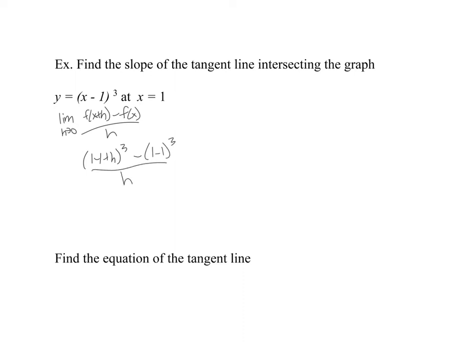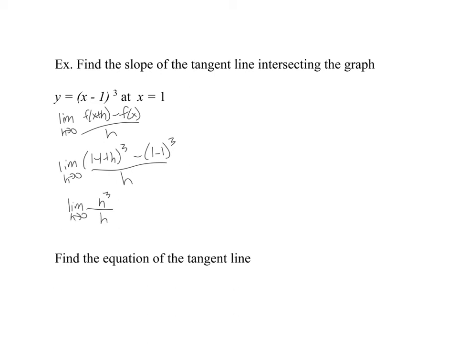All over h. So even though it's a cubic equation, it still works out quite easily because everything's going to simplify quite nicely. We get 1 minus 1, which is 0. H cubed would be all that's left over on the top. The other one is just 0, so that's gone, all over h.